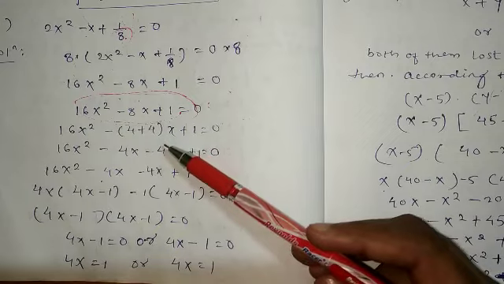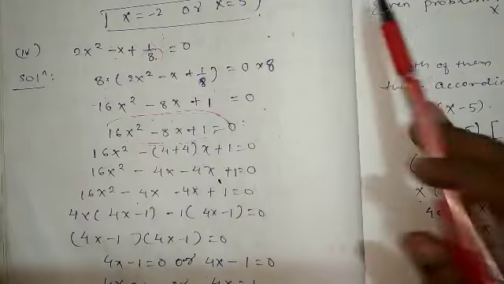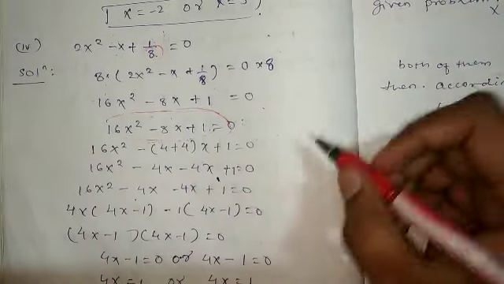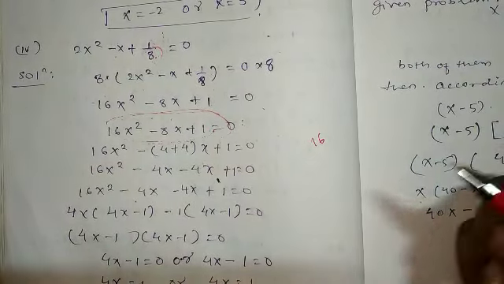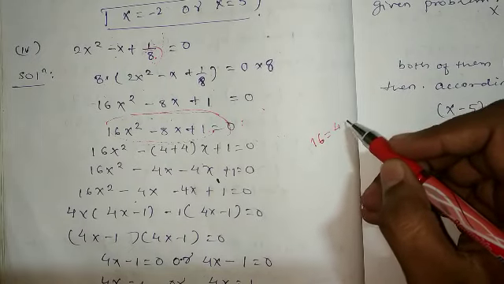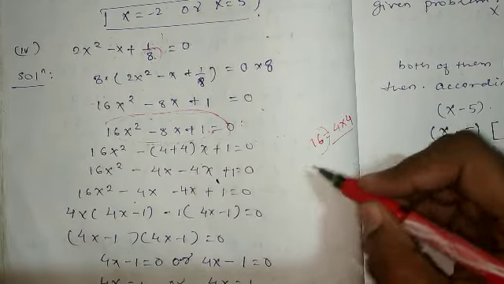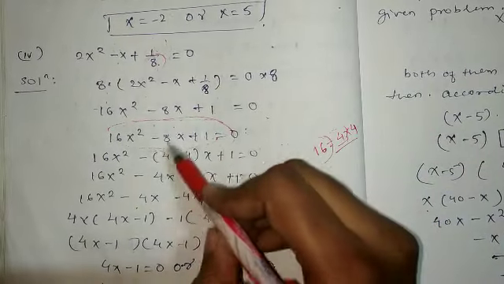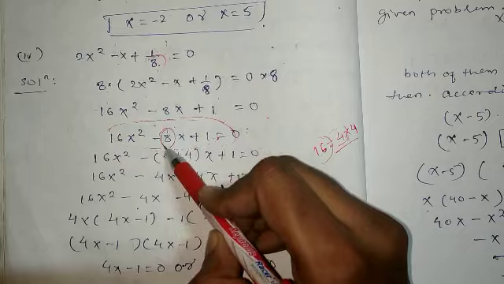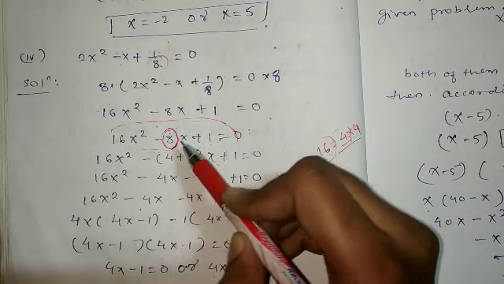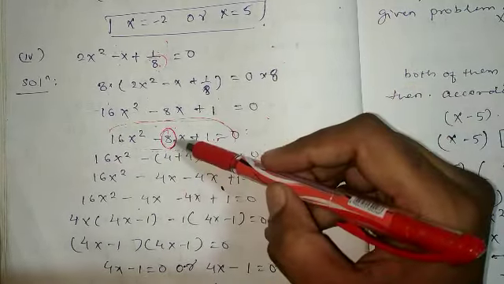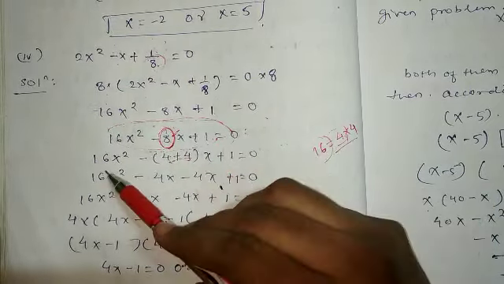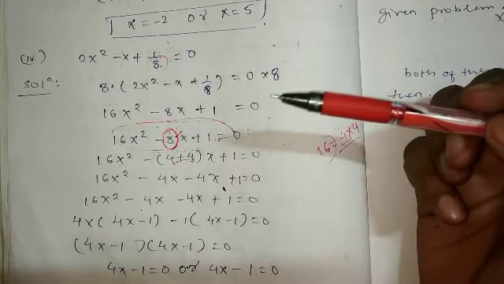Now how to split this middle term? It is also simple. See, 16 into 1, that means 16. So 16 is the factor of 4 into 4. And also here the middle term is number 8. So we can write this 8 like 4 plus 4, and 4 fours are also 16.